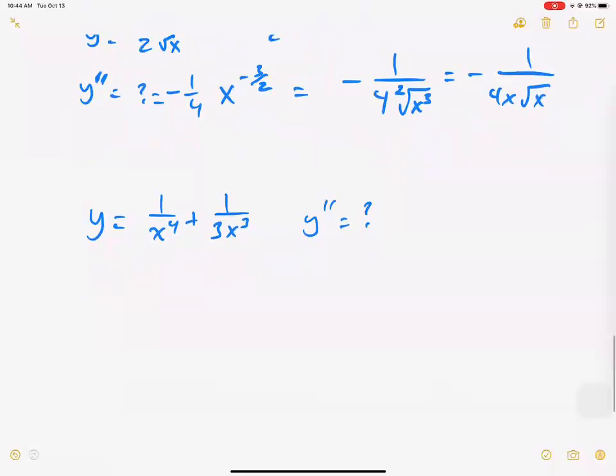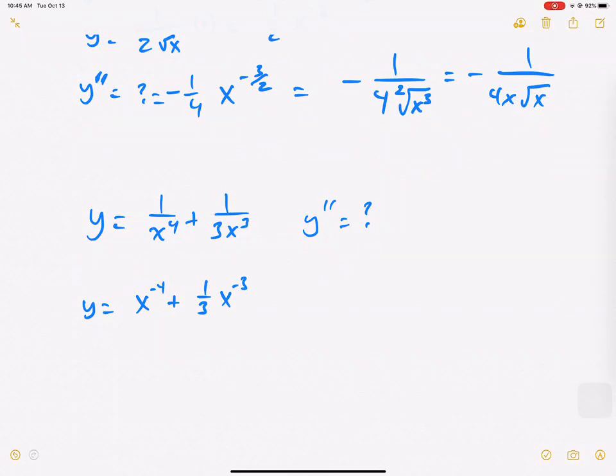Okay, so you could keep it this way, but do you really want to do product rule? Nope. So I'm going to rewrite these as y is equal to x to the negative 4 plus 1 over 3 negative 3, because that's just a constant. I don't care about constants. I think this is the fastest way for us to do this problem.